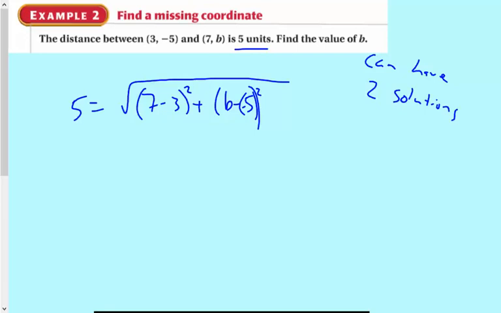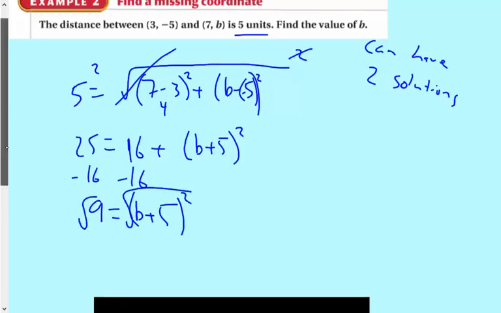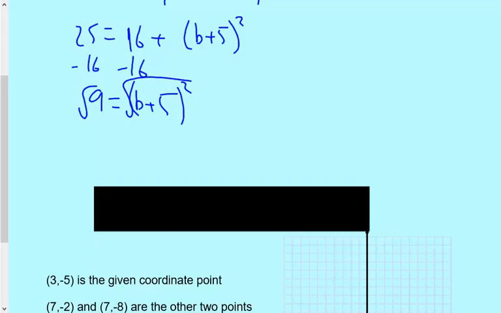Here we're going to square both sides to get rid of the square root. So 25 equals 7 minus 3 squared, I should have simplified this, 4 squared is 16, plus b plus 5 squared. So this square gets rid of that square root, and we're left with everything underneath the square root symbol. We subtract 16 to get 9, equals b plus 5 squared, and then we square root again. Here's where you have to be careful. We're square rooting 9, so that's 3 and -3.